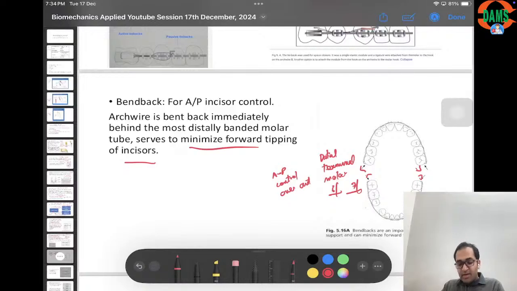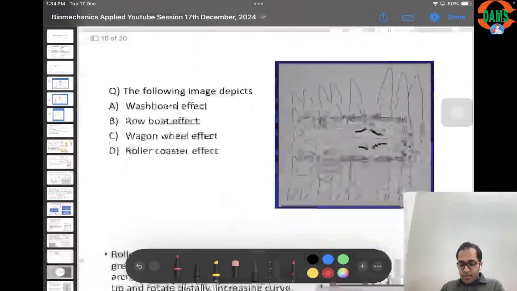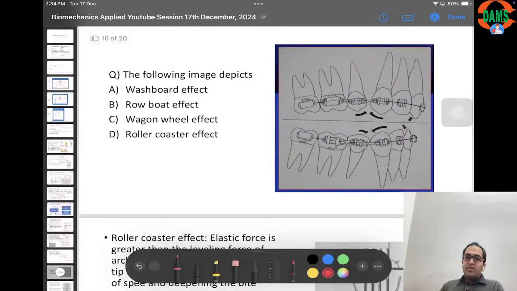If we don't do this bend back, what will happen? Along with the arch wire, the anteriors will also get flared out or proclined. So it is done to minimize the forward tipping of the incisors. So this was another few important topics from biomechanics from where questions can come. Next, or the last, come these effects, that is the washboard, rowboat, wagon wheel and roller coaster effect. And what are these effects?